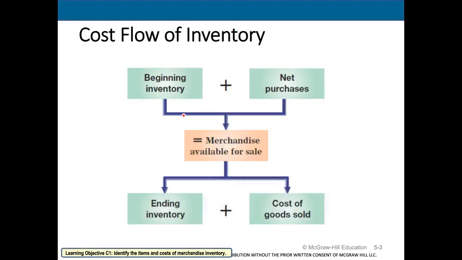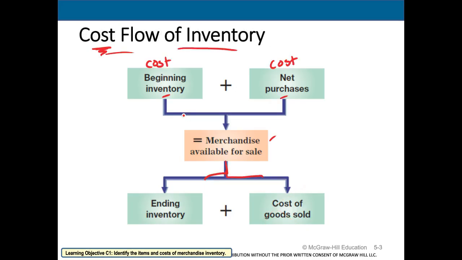So you should be familiar with this slide, the cost flow of inventory. When we take the beginning inventory plus net purchases, it equals merchandise available for sale, or goods available for sale. And those goods are split between your ending inventory and your cost of goods sold. And that has to do with the cost. Everything we've been talking about up to this point is when we purchase our inventory, we record it at what we paid for those purchases.